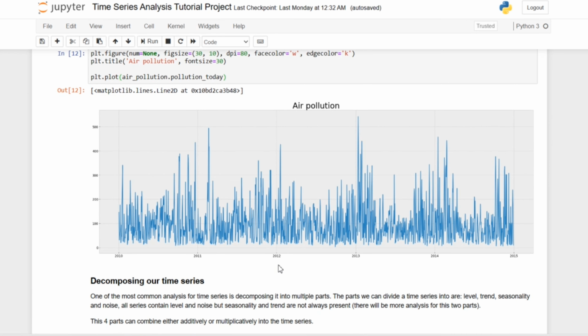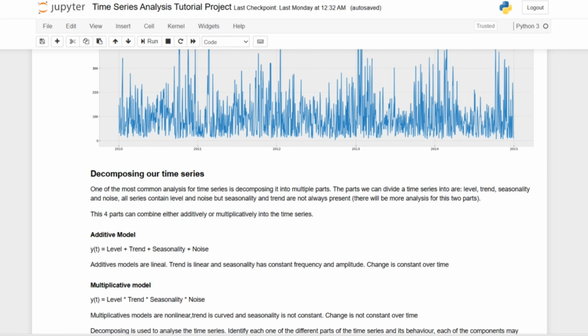These plots cover the period from 2010 to 2015. As you can see, there are a lot of dips and a lot of spikes or peaks in the diagram. And the very first step in a time series is to decompose the time series.